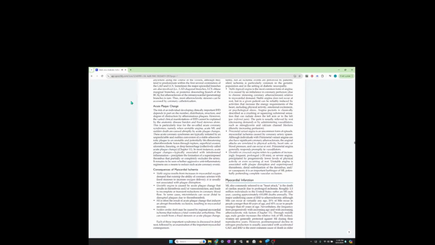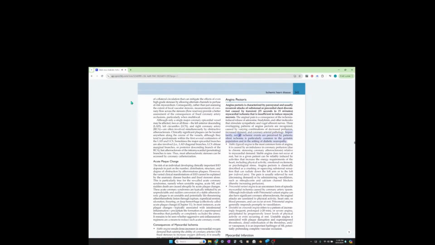Angina pectoris. Angina pectoris is characterized by paroxysmal and usually recurrent attacks of substernal or precordial chest discomfort caused by transient myocardial ischemia that is insufficient to induce myocyte necrosis. The anginal pain is a consequence of the ischemia-induced release of adenosine, bradykinin, and other molecules that stimulate sympathetic and vagal afferent nerves. Three overlapping patterns of angina pectoris are recognized, caused by varying combinations of decreased perfusion, increased demand, and coronary arterial pathology. Importantly, not all ischemic events are perceived by patients.